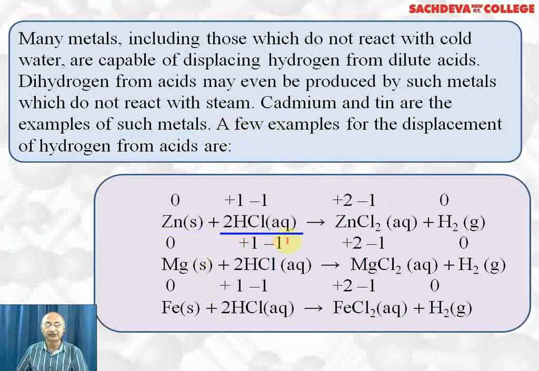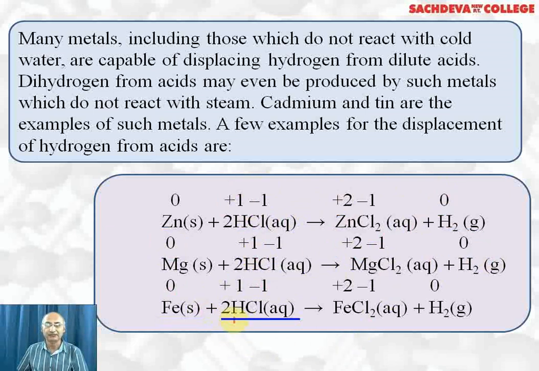Zinc solid plus 2HCl aqueous gives you ZnCl2 aqueous plus hydrogen gas. Zinc is changing from 0 to plus 2, hydrogen is changing from plus 1 to 0, so it is a displacement reaction as well as a redox reaction. Magnesium is changing from 0 to plus 2, whereas hydrogen is changing from plus 1 to 0, it's a redox reaction.